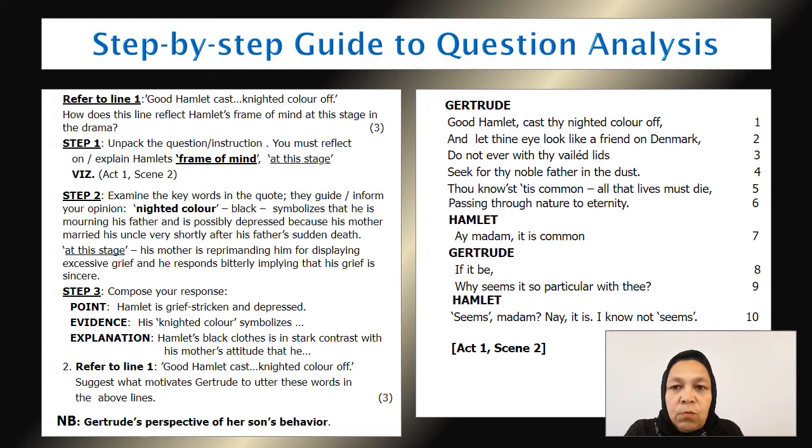Your question normally consists of a statement, and then it is followed by an instruction. So what must you do? What is your instruction? You must reflect on, in other words, explain Hamlet's frame of mind. And at what particular stage? What is this particular stage? For example, in Act 1, Scene 2.